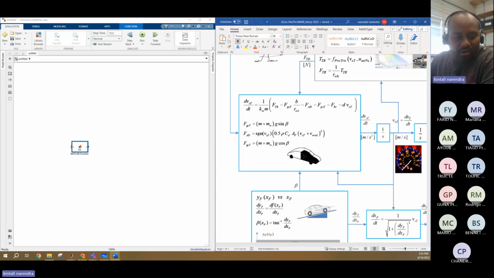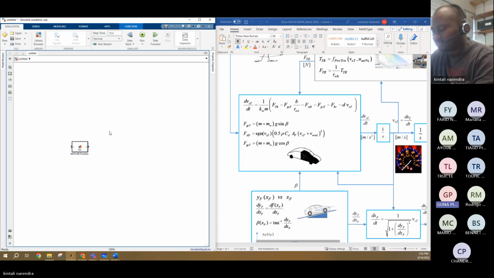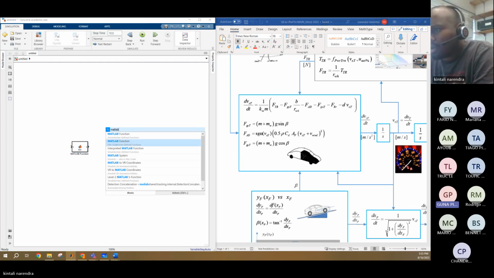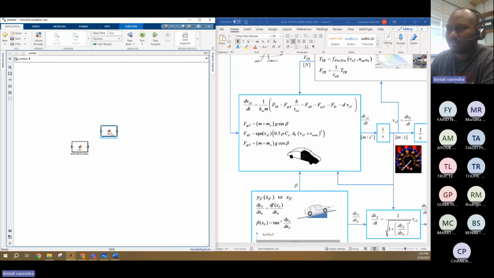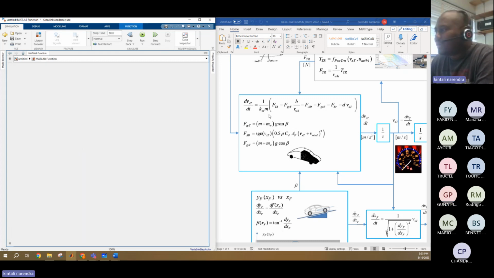So, the MATLAB function, Narendra, is that in a Simulink? Yeah, only Simulink. Both are the same. Okay.